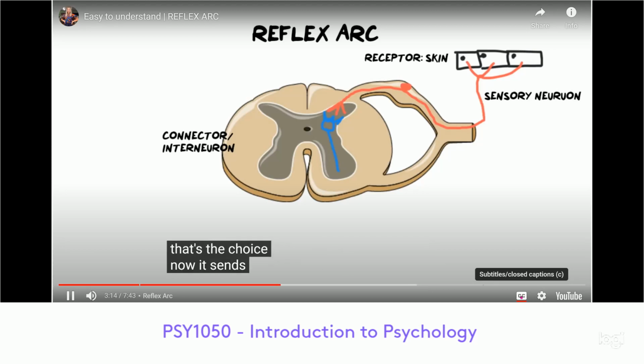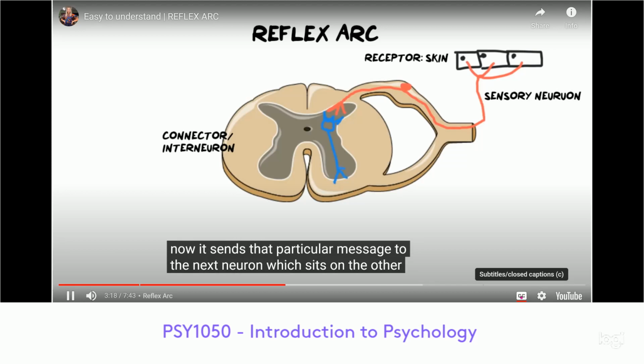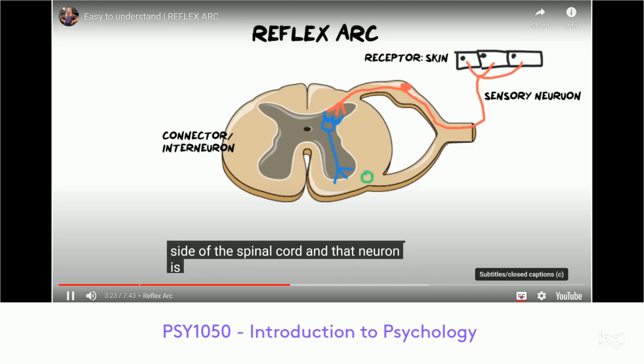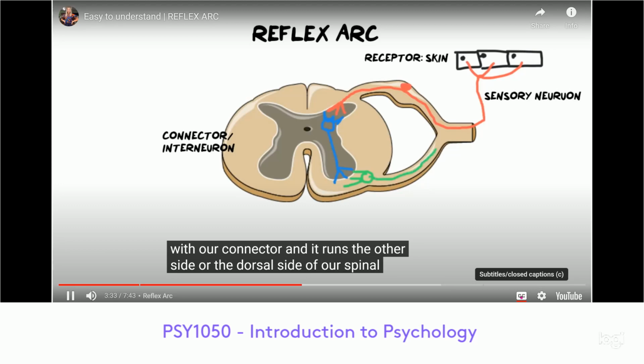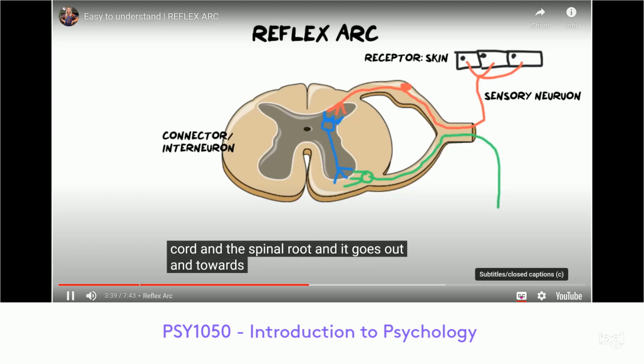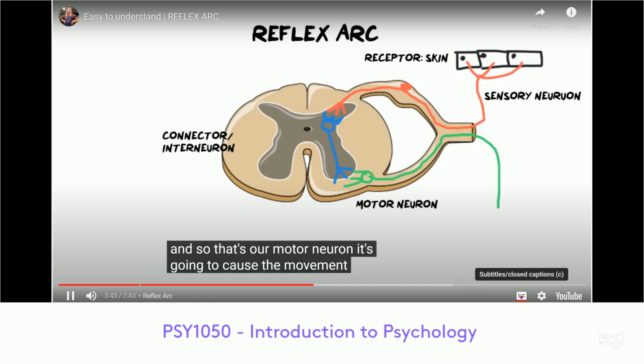Now, it sends that particular message to the next neuron, which sits on the other side of the spinal cord, and that neuron is our motor neuron, and it makes a little synaptic join with our connector, and it runs out the other side, the ventral side of our spinal cord and the spinal root, and it goes out towards its destination. And so that's our motor neuron. It's going to cause the movement.